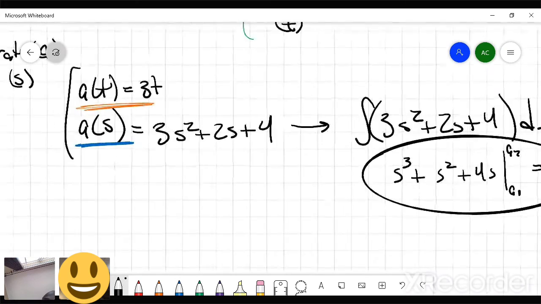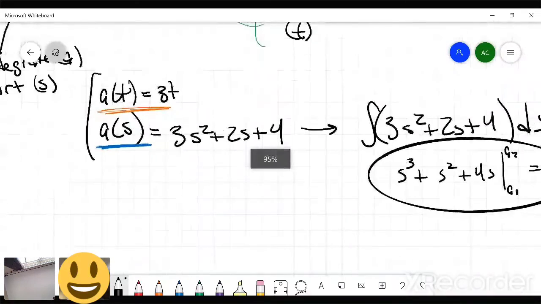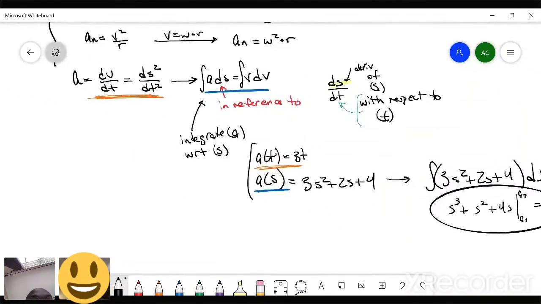You see what I'm saying? So the whole idea behind that is, it's literally a difference in how acceleration is presented. This one is the time representation, and this one is the position representation, and they can give you either one. So they could say the acceleration based on position, and it'll be a sub s.